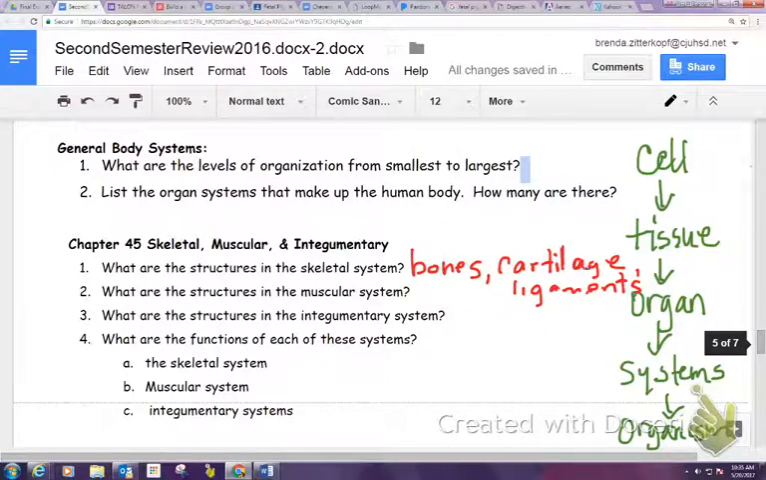Okay, cartilage and ligaments. Okay, bones, cartilage, and ligaments. The structures of the muscular system would be muscles. Muscles and tendons.